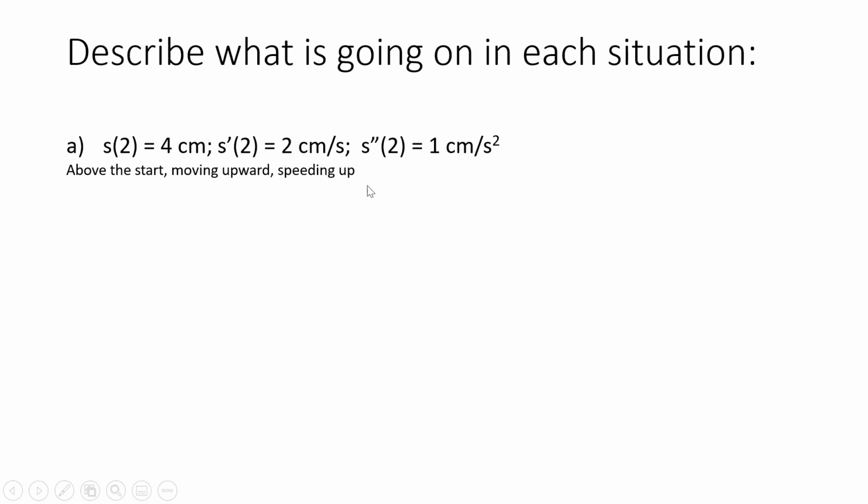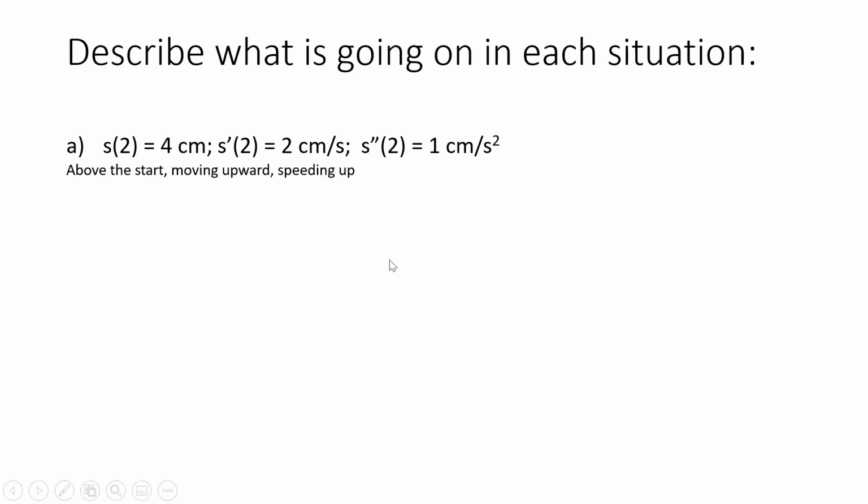And this says I'm speeding up. The 1 centimeter per second squared, along with the velocity at 2 centimeters per second, is how I know that I'm speeding up. He went into great depth to describe how you know you're speeding up at any particular point in time. So I've done the first one for you, right? I'm above the start. I'm moving upward.